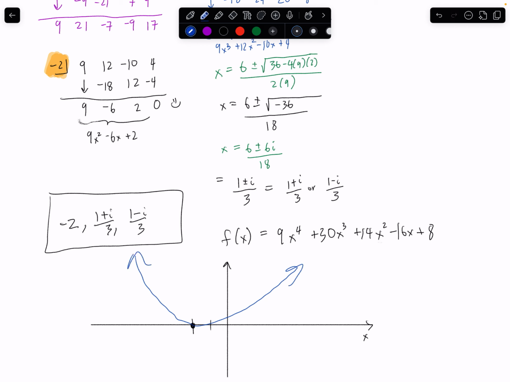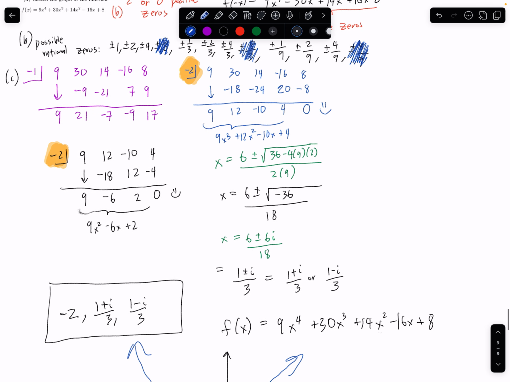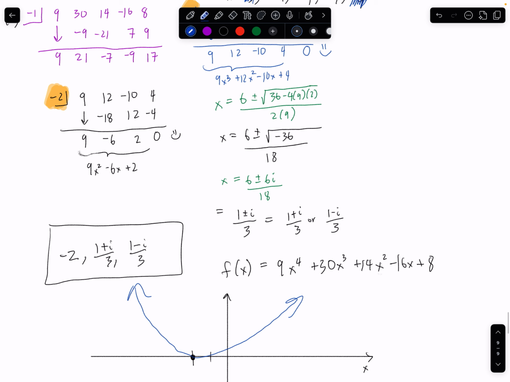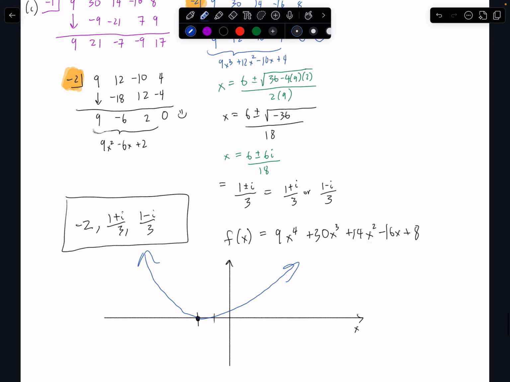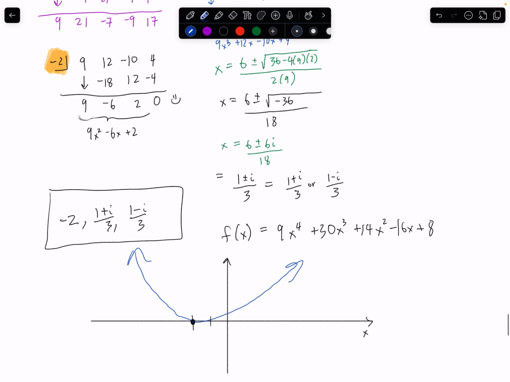So there's a super rough sketch of our function there. And it's a polynomial, so there's no asymptotes to worry about. It's not a rational function. It's no horizontal asymptotes, no vertical asymptotes. Okay, guys, and that's it.